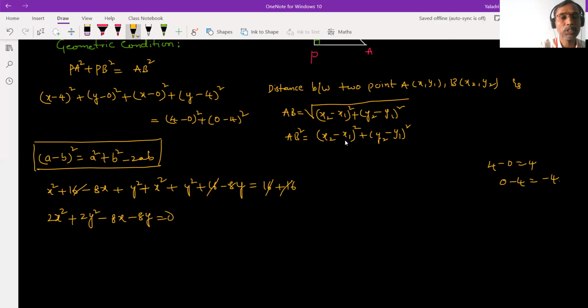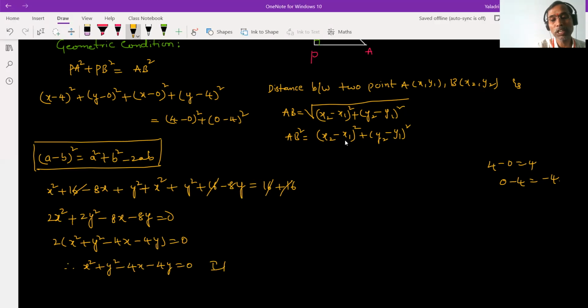There is no constant term, so take the common 2 to write the simplest form. Therefore, x square plus y square minus 4x minus 4y is equal to 0. So it is the equation of the locus of the point.